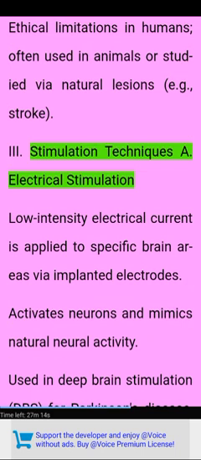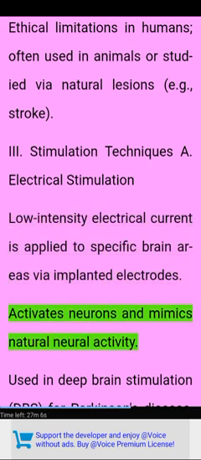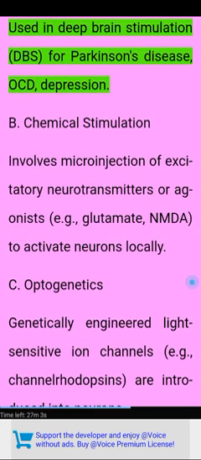3. Stimulation techniques. A. Electrical stimulation. Low-intensity electrical current is applied to specific brain areas via implanted electrodes. It activates neurons and mimics natural neural activity. Used in deep brain stimulation, DBS, for Parkinson's disease, OCD, depression.